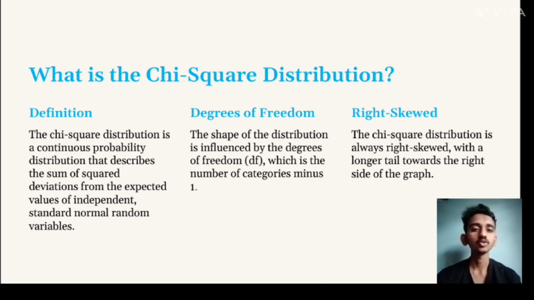What is chi-square distribution? First, definition. The chi-square distribution is a continuous probability distribution that describes the sum of squared deviations from the expected values of independent, standard, normal random variables. Degrees of freedom. The shape of the distribution is influenced by the degrees of freedom, which is number of categories minus 1. Right skewed. The chi-square distribution is always right skewed with a longer tail towards the right side of the graph.